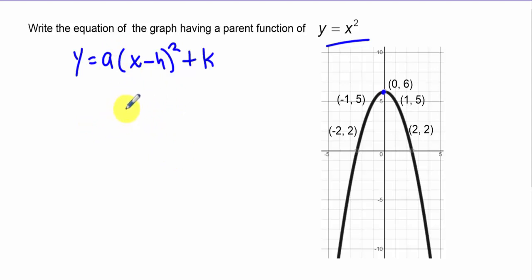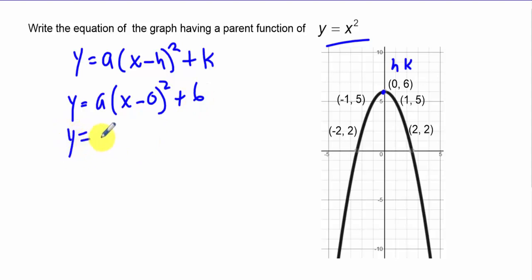I know h, k at this point is (0, 6), so I'm going to shove that in. I've got y equals a times (x minus 0) squared plus 6. Now I'll clean that up: y equals a x squared plus 6. Now, all I really need to do is find my a value.